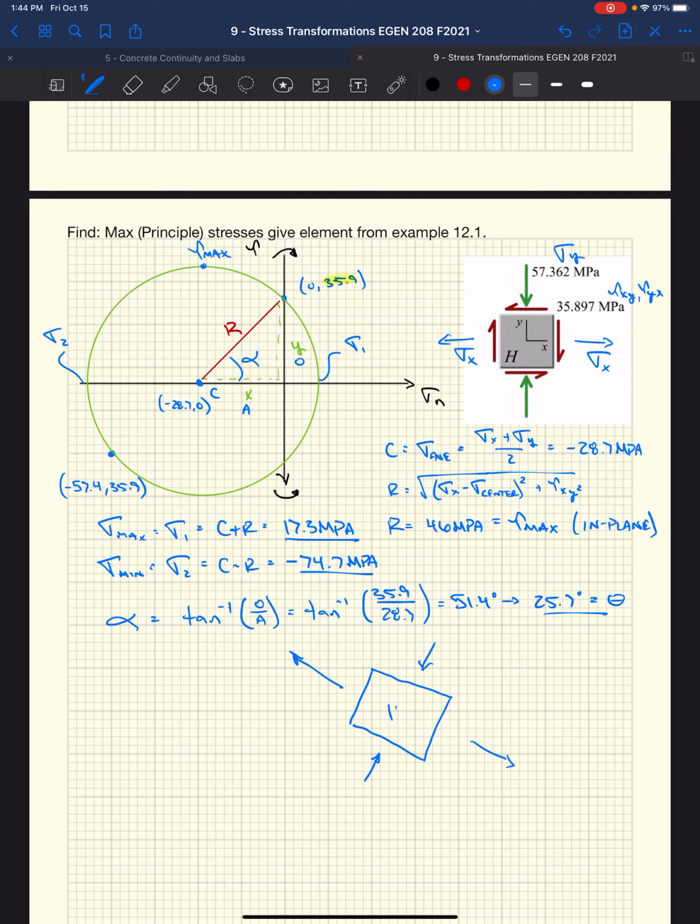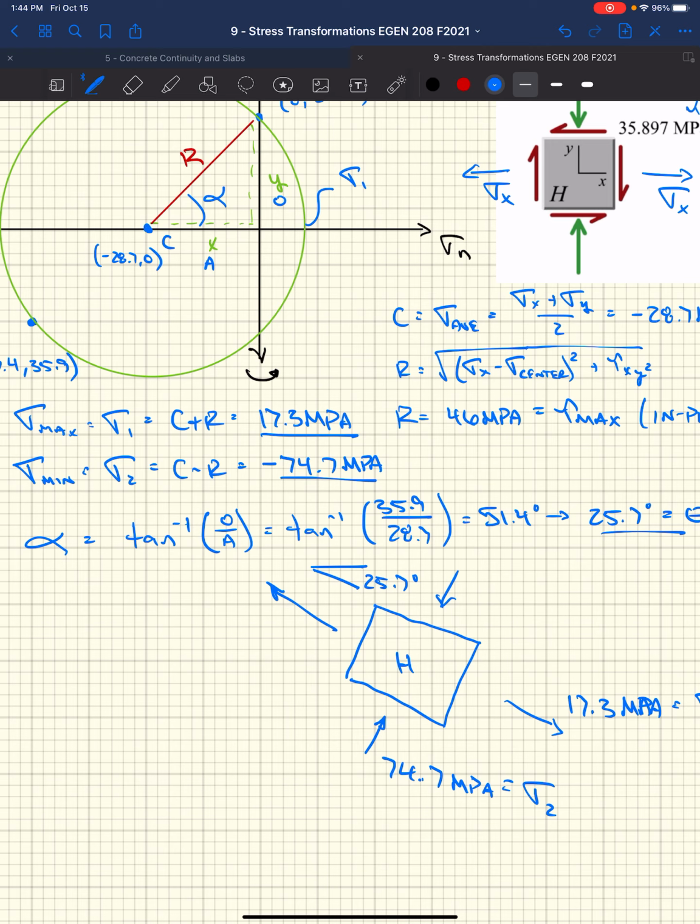All right, if this was our block, it would have to rotate 25.7 degrees. Our maximum compressive stress, 74.4 megapascals, that is our sigma 2. And our maximum tensile stress, sigma 1, is 17.3 megapascals.